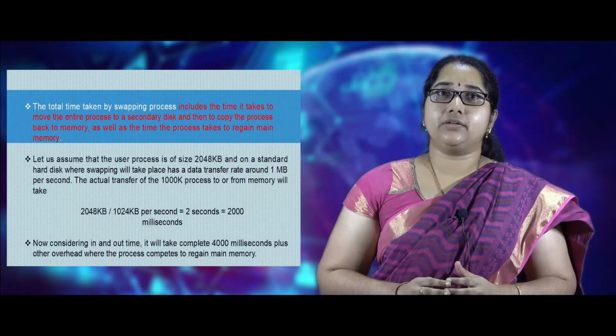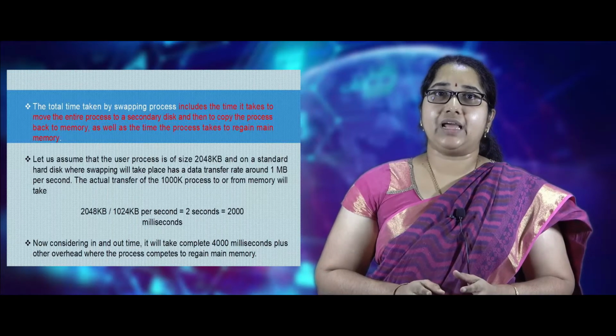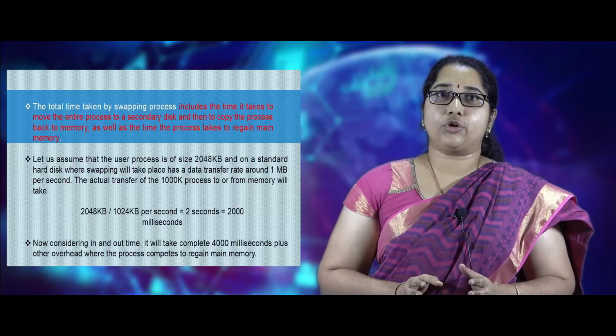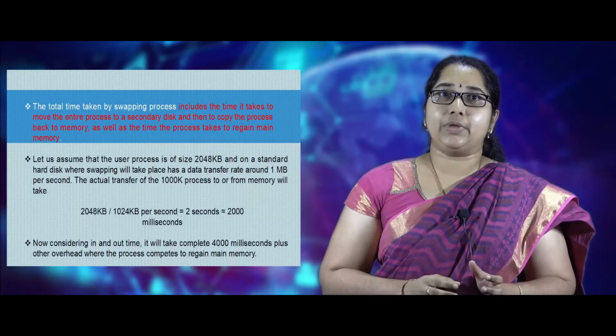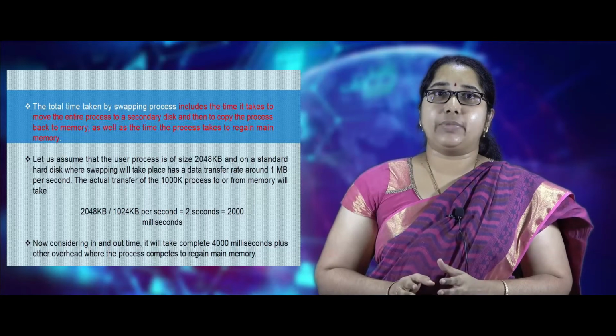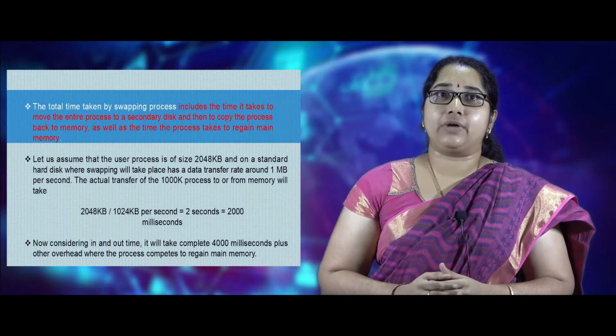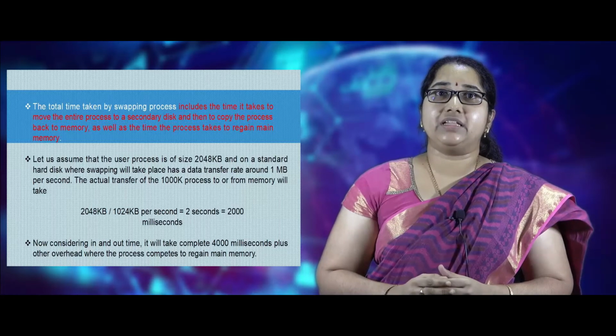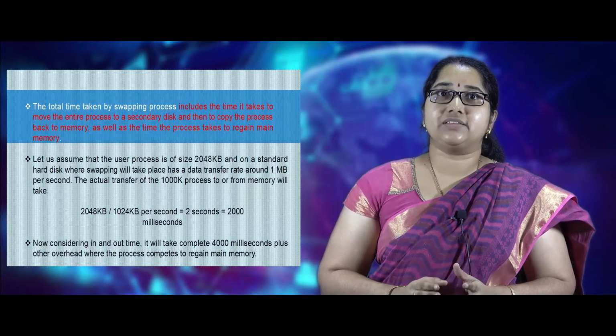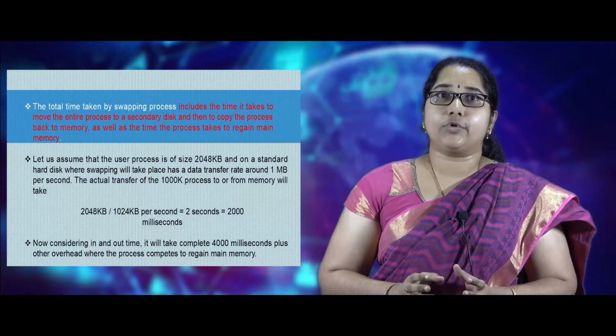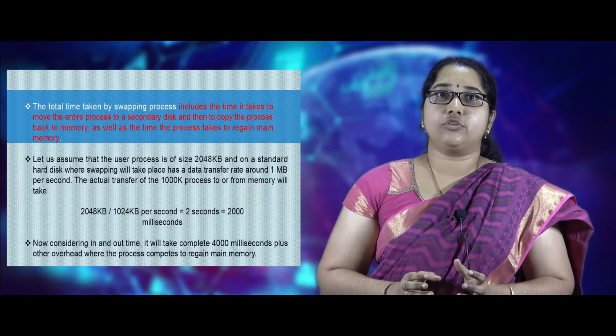The total time taken for swapping of a process can be calculated as the time required for the process to be swapped from the main memory to the secondary memory and then back from the secondary memory to the main memory, as well as the overhead required for the process to regain its place in the main memory. So in such cases, let us take an example of a process of the size 2048 KB.